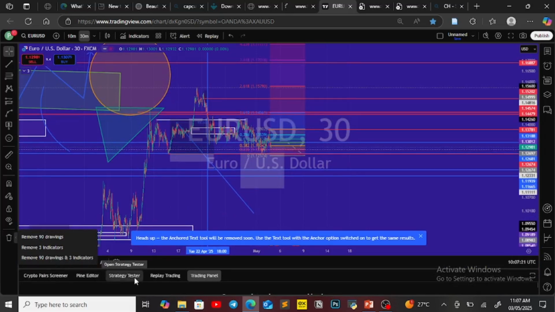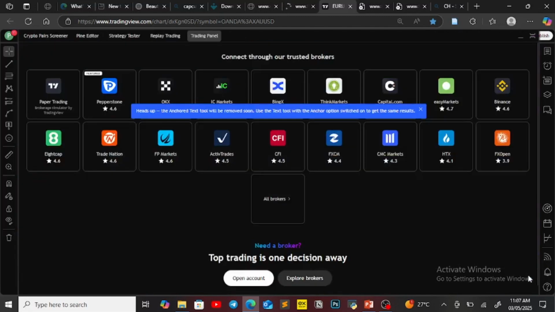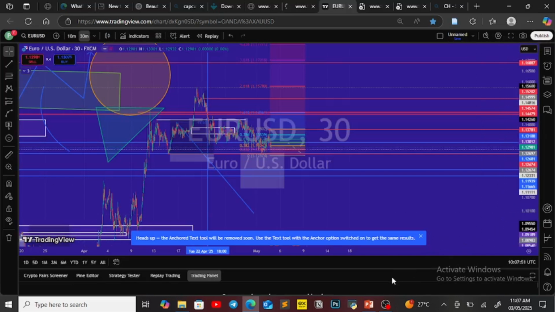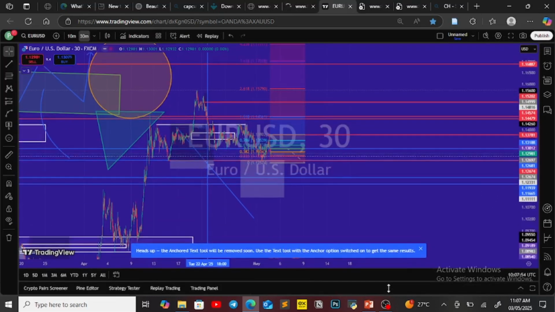So you have the pine editor, you have the strategy tester. That's what I refer to as backtesting. These two work together with backtesting here. You have the replay, replay trading. This strategy tester is just helping you to test your strategy, like the name implies. You have the trading panel. So the way I press that is just bringing the screen upward. So that's the main usage of this.